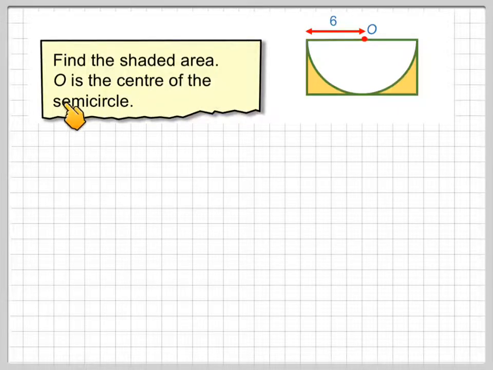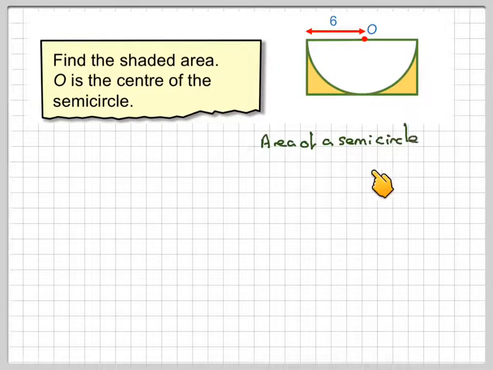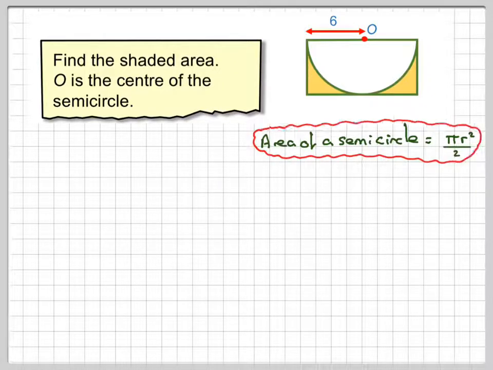Find the shaded area. O is the centre of the semicircle. So this would be the centre if we carried on and drew the circle all the way round. Okay, so we've got the radius of the semicircle, and the area of a circle is pi r squared, and because it's a semicircle we need to divide that by 2. So the area of a semicircle is pi r squared divided by 2.